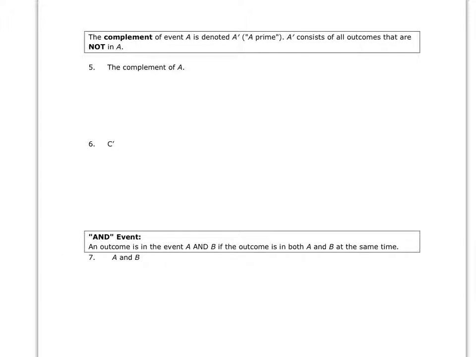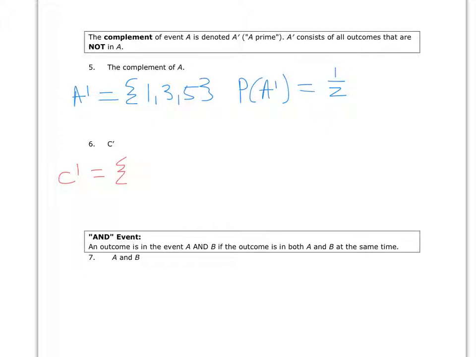Let's define complement of an event. Complement of an event A is all the outcomes that are not in A, and we denote that with A prime. So if we remember, A is all even numbers, so A prime, the complement, is the odd numbers, 1, 3, and 5. And the probability of A prime is 3 over 6, or 1/2. All right, let's look at C prime. So the complement of C. C is just the outcome of 4, so C prime is 1, 2, 3, 5, 6. And that probability is 5 outcomes over the 6 total.